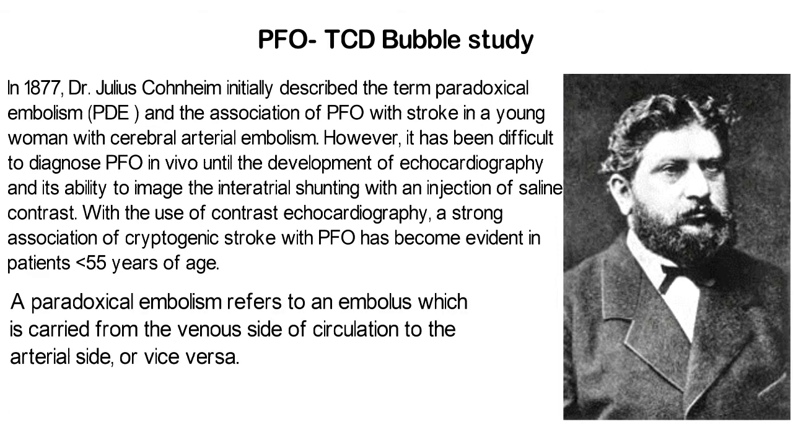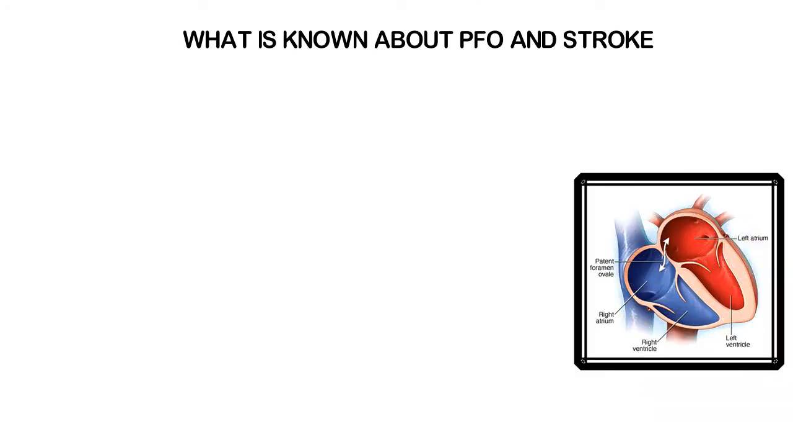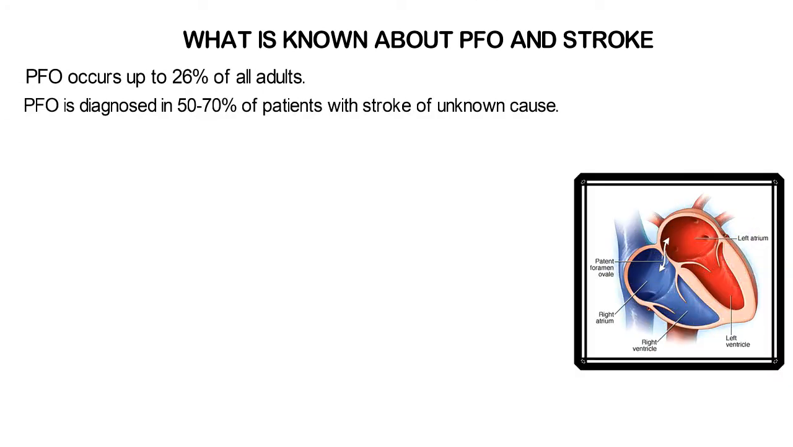A paradoxical embolism refers to an embolus which is carried from the venous side of the circulation to the arterial side or vice versa. What is known about PFO and stroke? PFO occurs in up to 26% of all adults. PFO is diagnosed in 50 to 70% of patients with stroke of unknown cause.